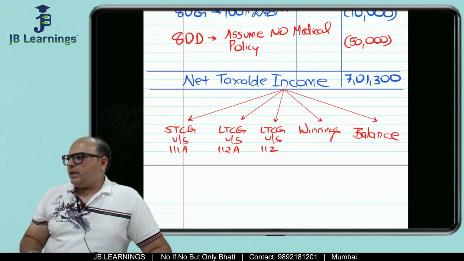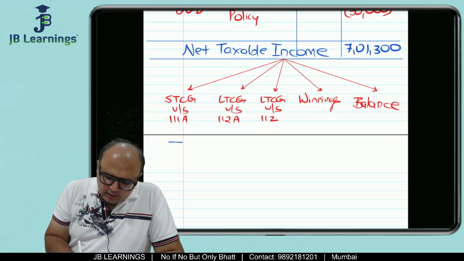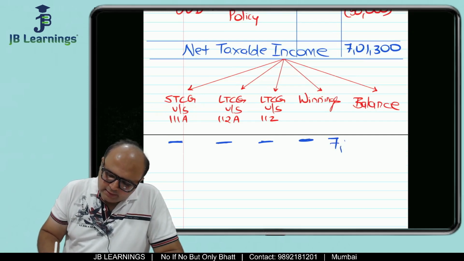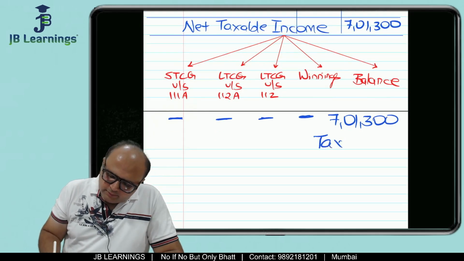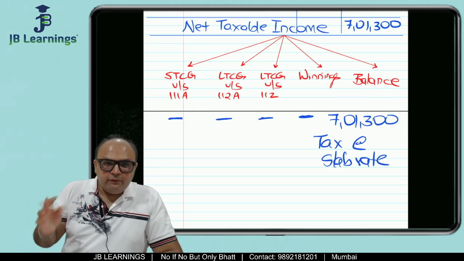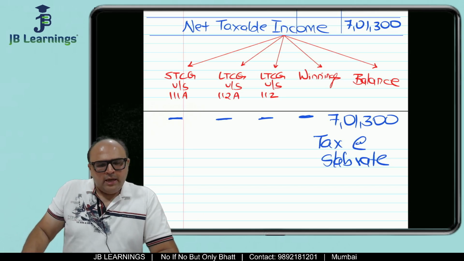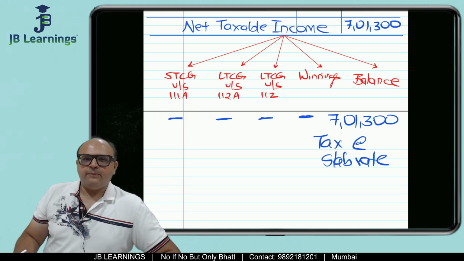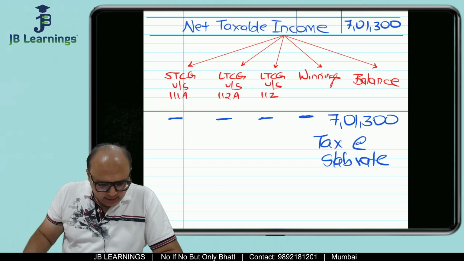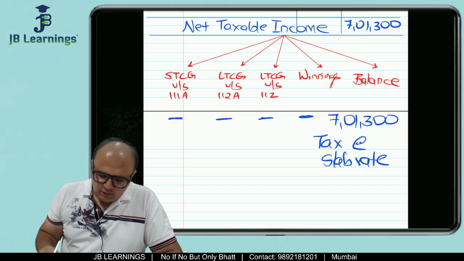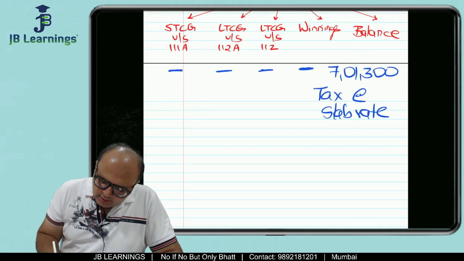Now we are supposed to calculate tax in 111A, 112A, 112, winnings, nothing is there. 7,01,300 is your balance amount. On your balance amount, you calculate tax as per slab rate. Now this person has shifted out of 115BAC and this person's age is 82 years. So first 5 lakh will be nil. Then balance amount would be 20%. Correct. So in this case, directly on 2,01,300, you'll take 20%, which will come to 40,260.